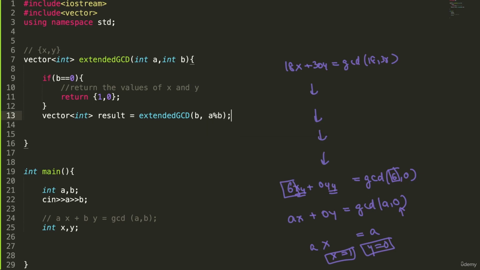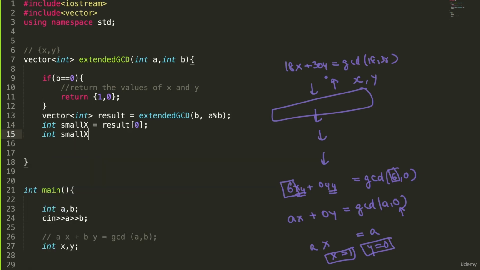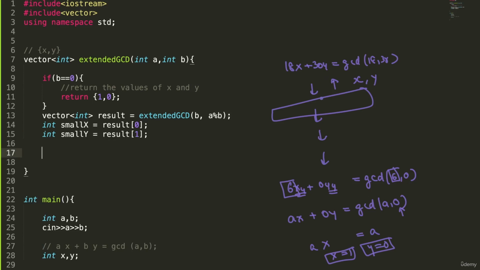So you make a call and this call returns some result. This vector result contains the small x and the small y. So I can say my x is, or maybe the x from the child, x dash or something, let's say the small x. The small x is result of 0, and the small y would be result of 1.